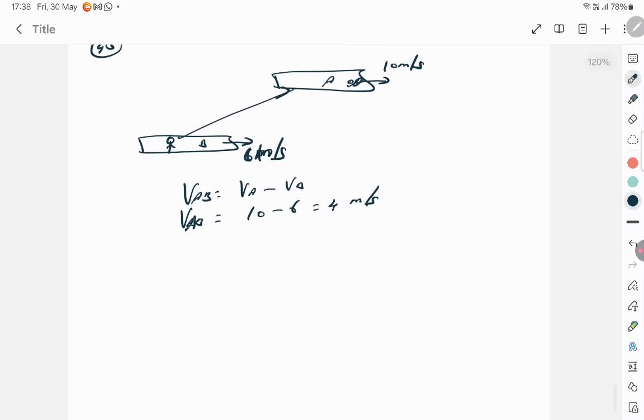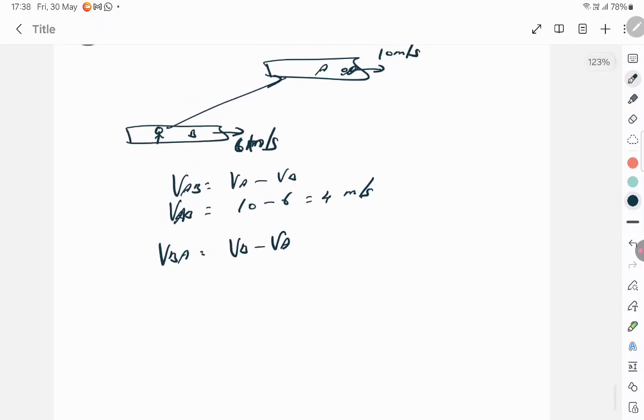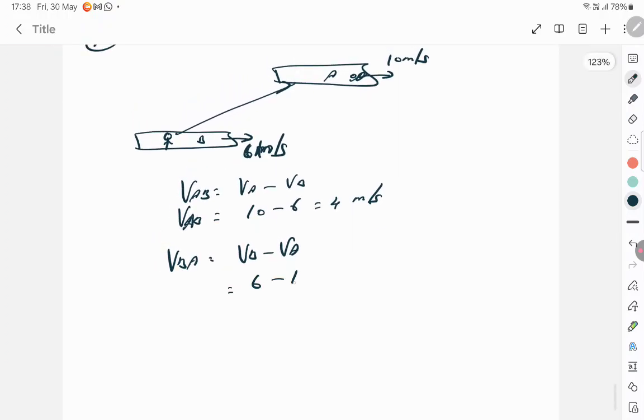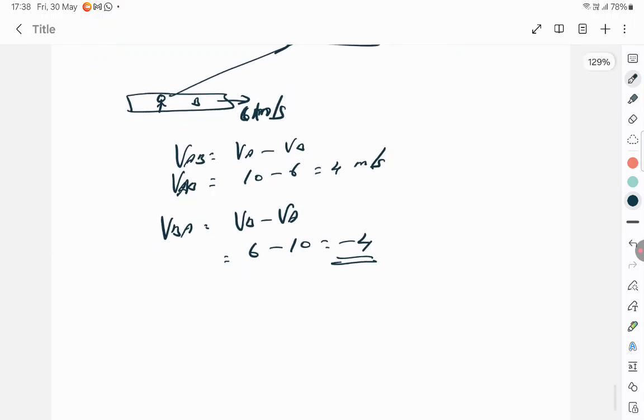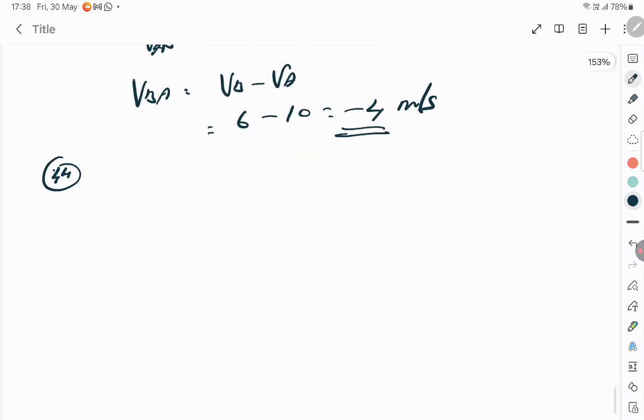I hope you understood. Then the velocity of B with respect to A will be VB minus VA. VB itself is 6, VA is 10, so minus 4. If you're sitting on A and looking at B, obviously it is negative because it appears to come slowly, so that represents minus 4. Negative velocity indicates the driver of car A sees car B lagging behind. That's what it means. So let's go to the 44th question.